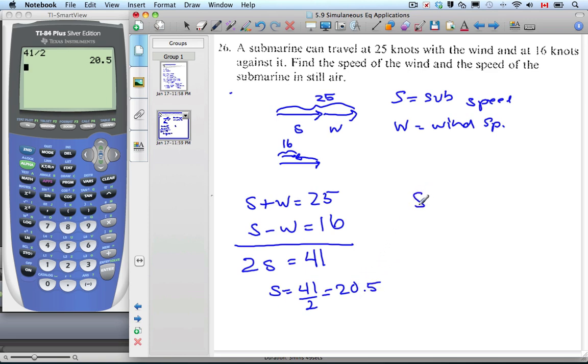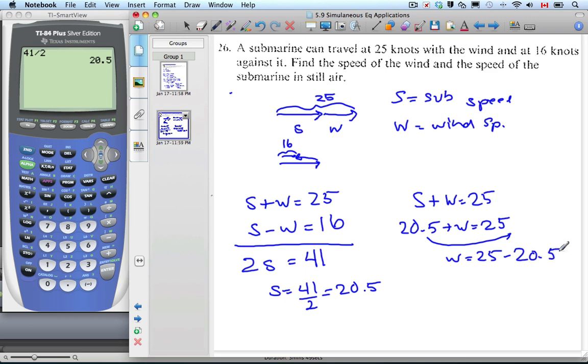Now finding my wind speed, S plus W equals 25. Well, if I put 20.5 in here, it's 25. Subtract over that, and I get W is 25 minus 20.5, which I believe is 4.5.